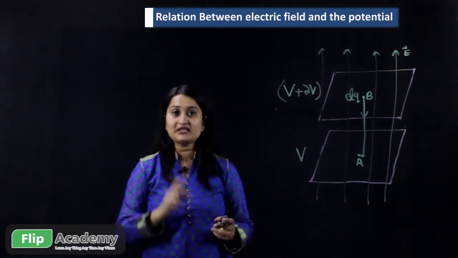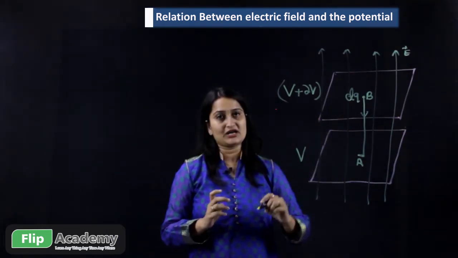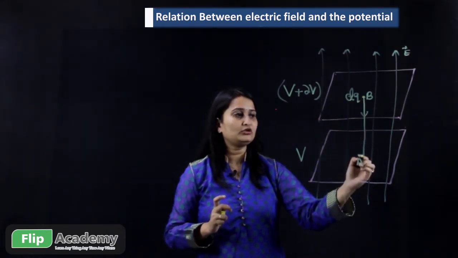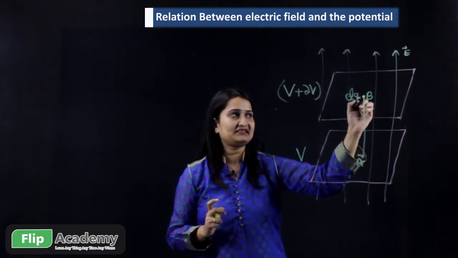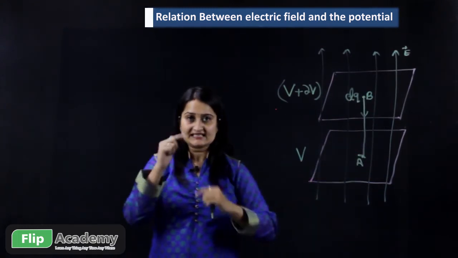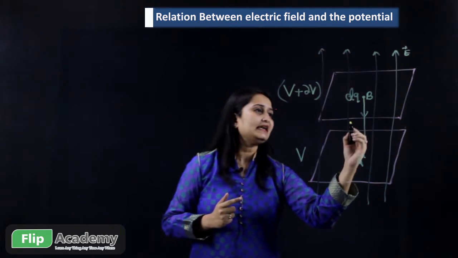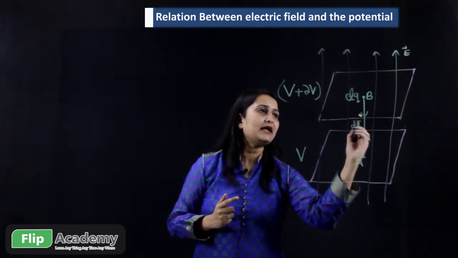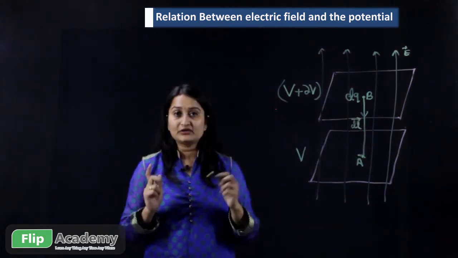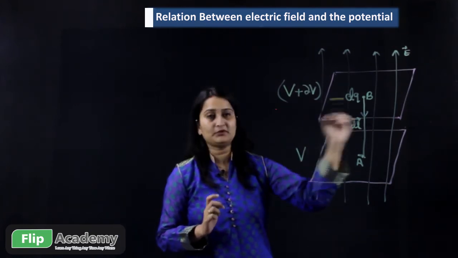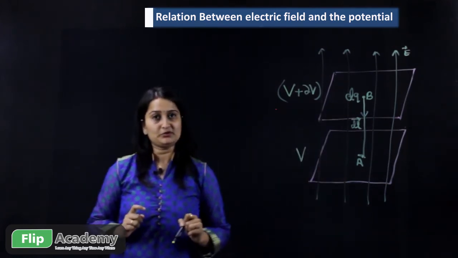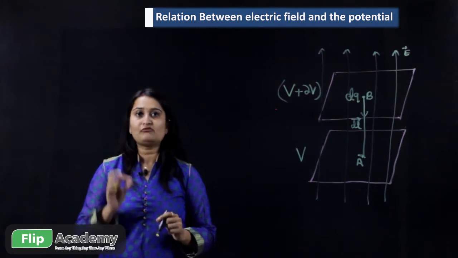Okay, this dq means a very small charge. Now dq has moved from B to A, and this perpendicular distance from B to A, let's say we will represent it by dl. So what is dl? dl is the perpendicular distance from one equipotential surface to the second equipotential surface. Now let's see what the work done is.